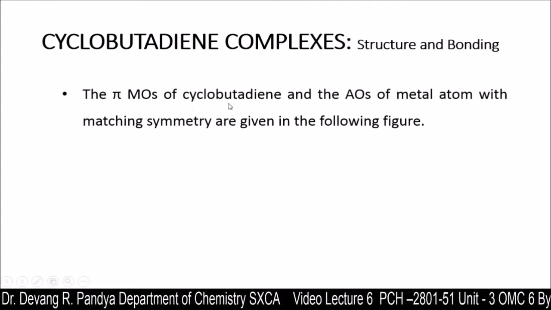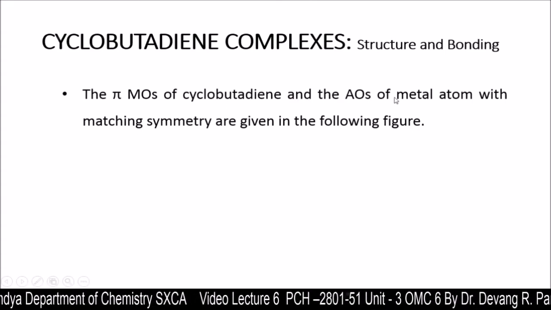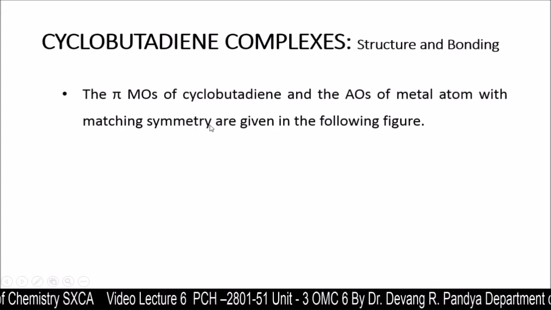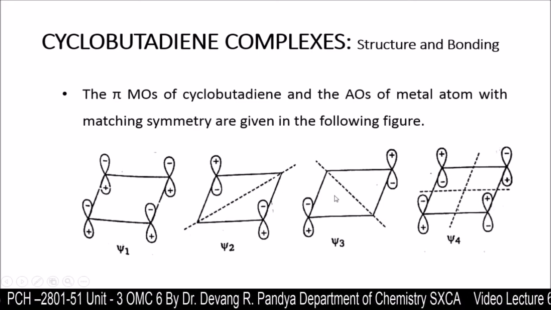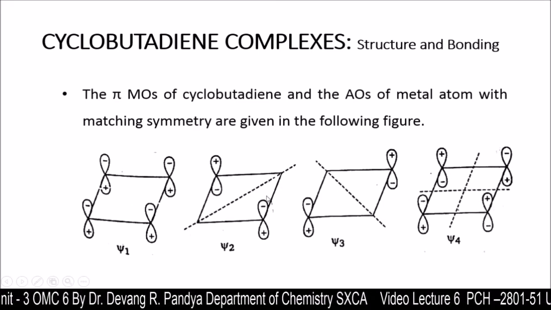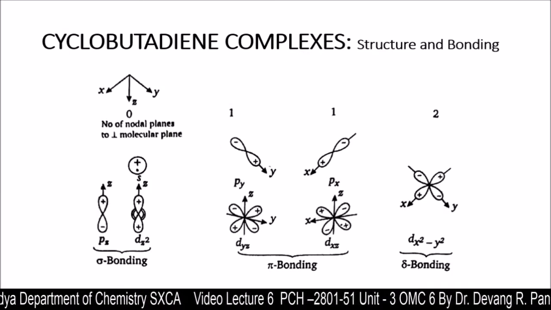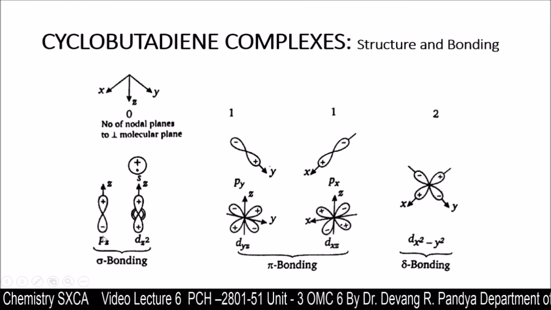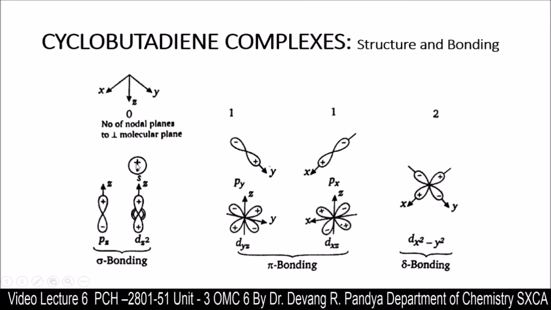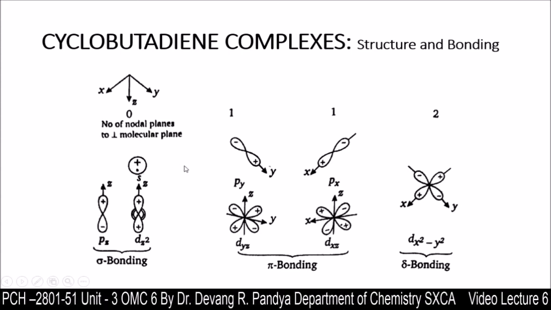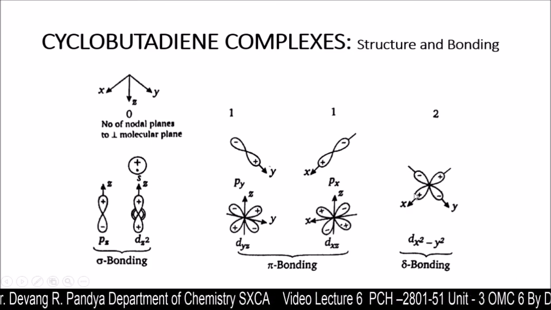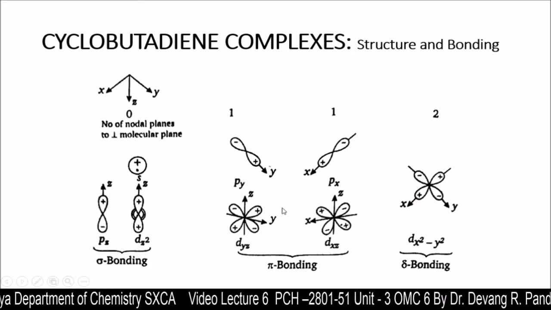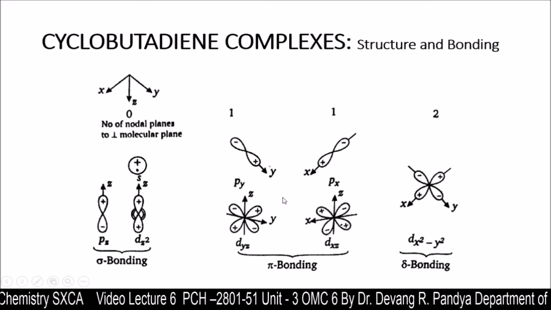The pi molecular orbitals of cyclobutadiene and the atomic orbitals of the metal atom with matching symmetry are given in this figure, that is psi1, psi2, psi3, psi4, and with this we can get the matching symmetry of the metal orbitals. You can see pz, dz square, and the s orbital are for sigma bonding, dyz and dzx are for pi bonding, and dx square minus y square is for delta bonding as far as the metal atomic orbitals are concerned.